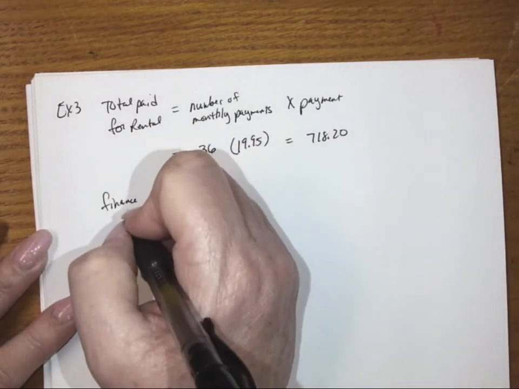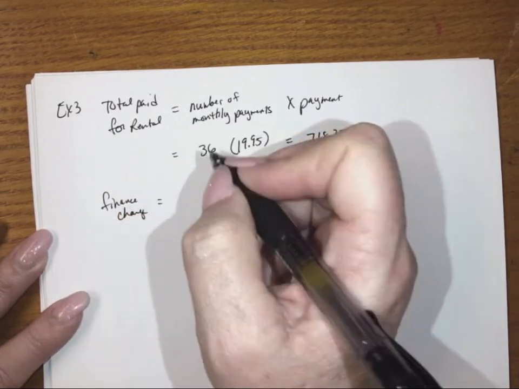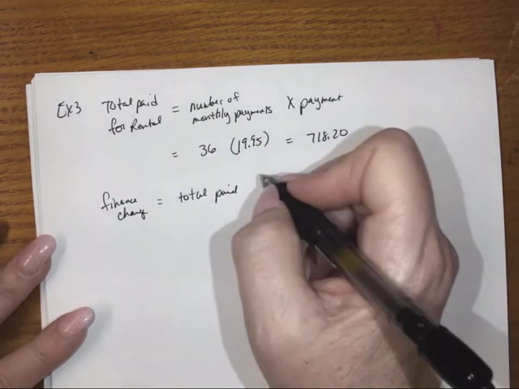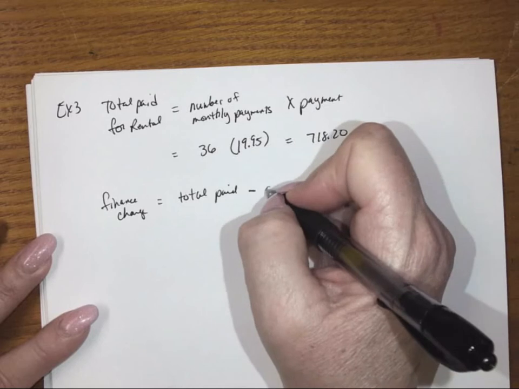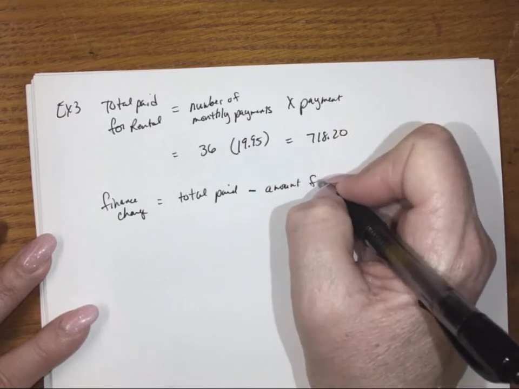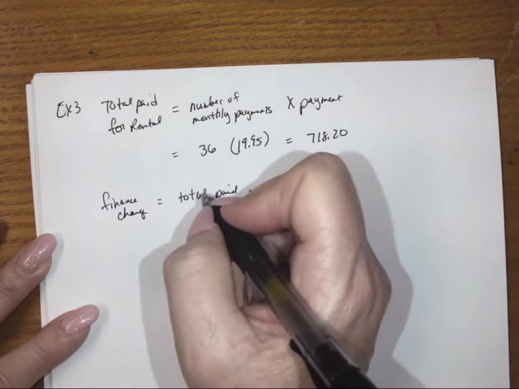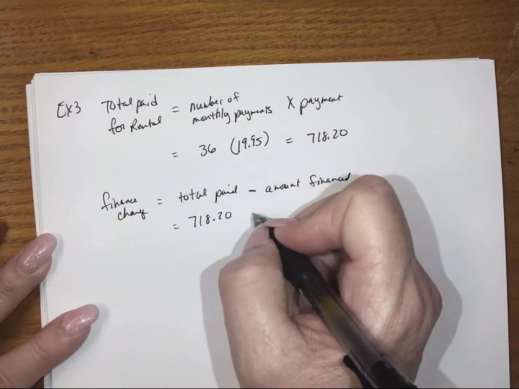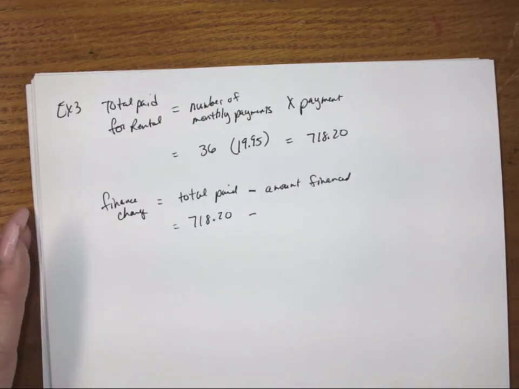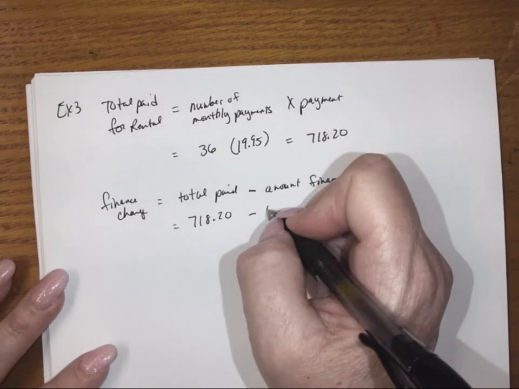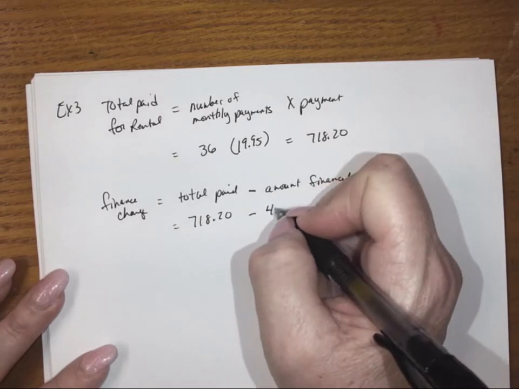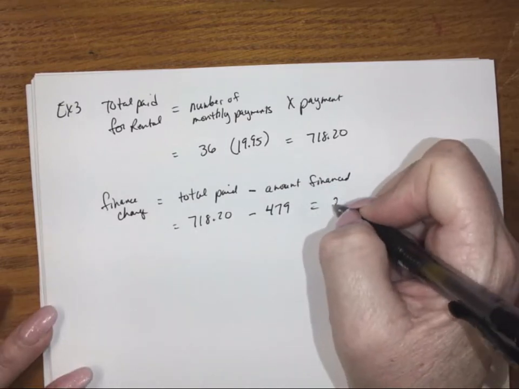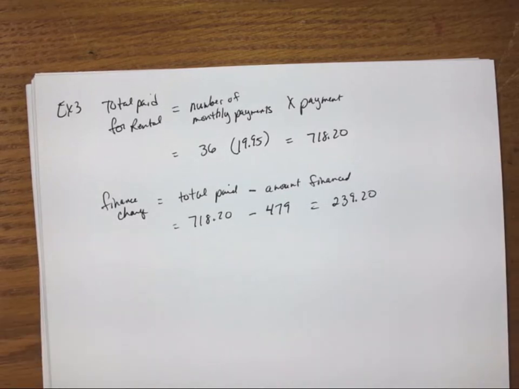So the finance charge is equal to the total paid, of course that's on the loan, minus the amount financed. So the total he's going to pay is $718.20 minus the amount financed. We know that it was $479 at a local store. So that's originally what he would have financed it if he just went and bought it. So $239.20 is what you get.